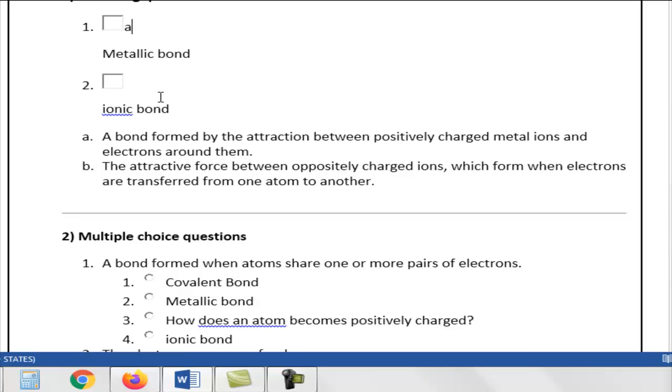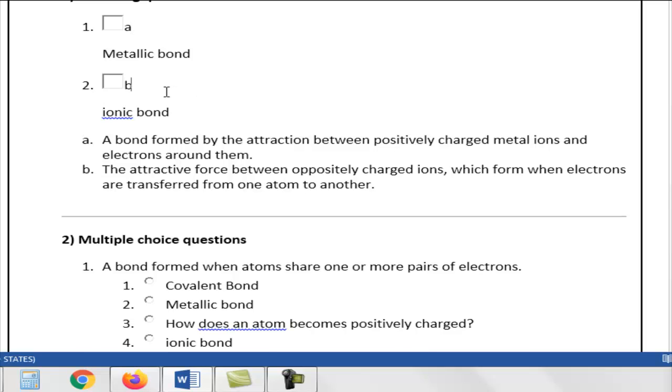Number 2, ionic bond. So, ionic bond will be the attractive force between oppositely charged ions, which form when electrons are transferred from one atom to another. So, number 2, it will be B.